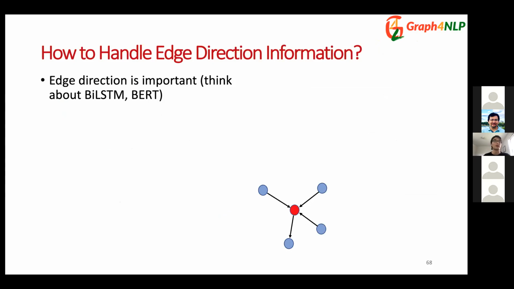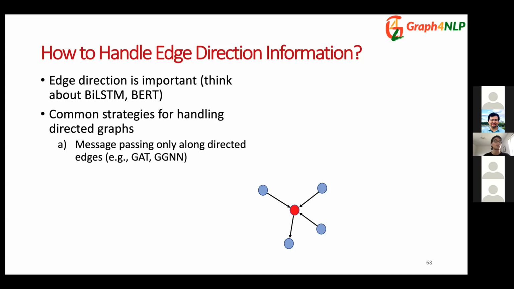Okay, now let's talk about how to handle edge direction in the graph. We know that edge direction is important. Just think about the success of BiLSTM and the BERT models. They all capture the direction information of the text. Given a directed graph, we might not be able to directly apply some homogeneous GNNs, which will lead to edge direction information loss.